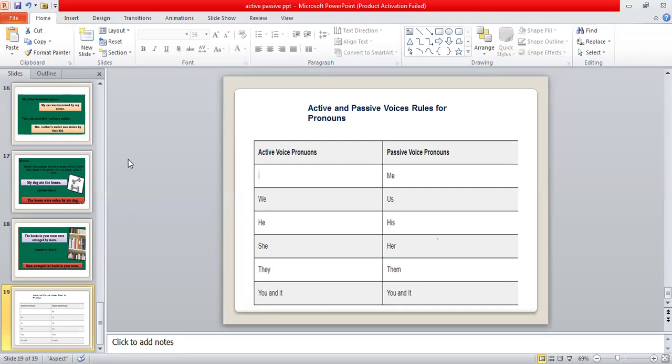In the next lecture, we will start with the tenses. According to the tenses, we will change one by one with all the tenses. We will learn how to change the sentences from active voice into passive voice.